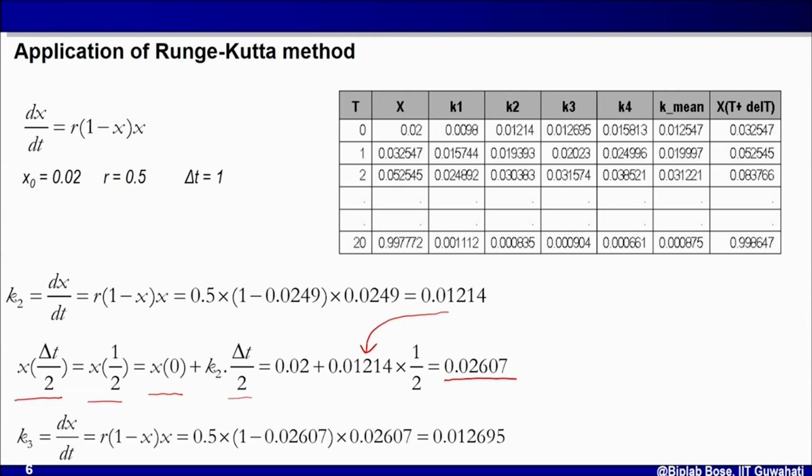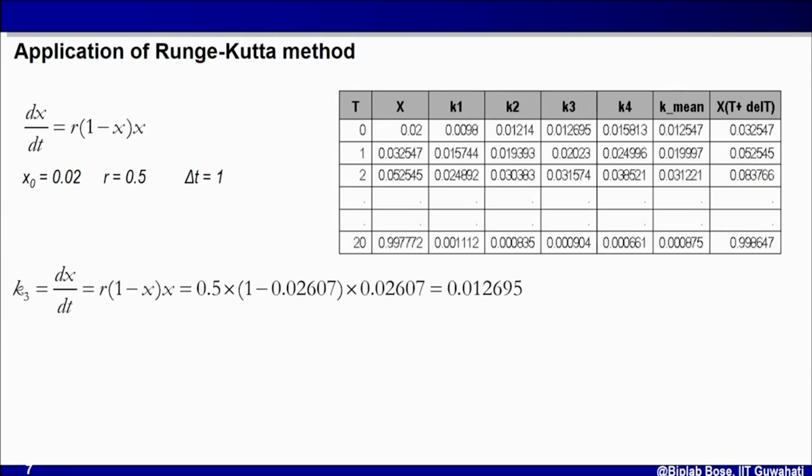So using this value, I will calculate the slope of a line having a slope dx dt. The numerical value of the slope, which is the new slope k3, is equal to dx dt, which is r into 1 minus x into x. R is 0.5, and x I have calculated just now, 0.02607. So if you multiply that, you get 0.012695. So I put that value here. So I have got the value of k1, k2, k3.